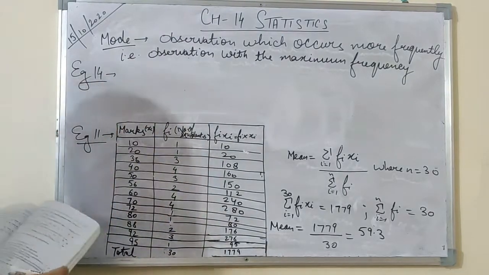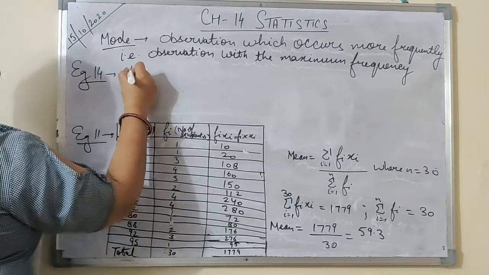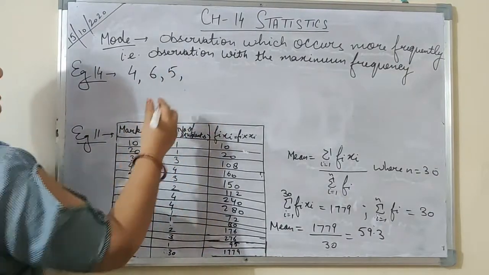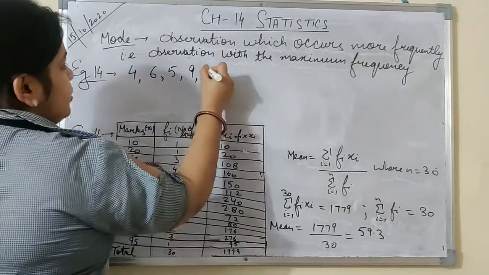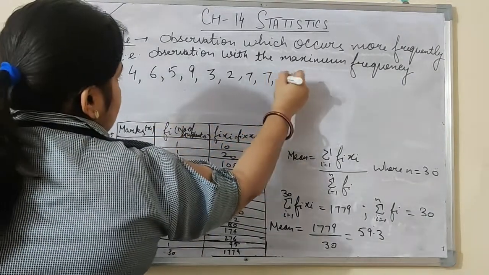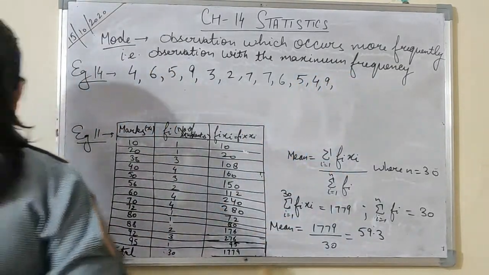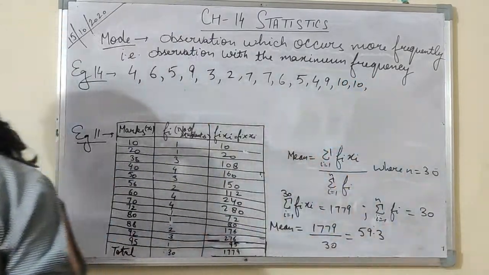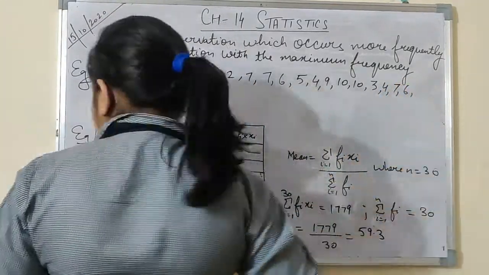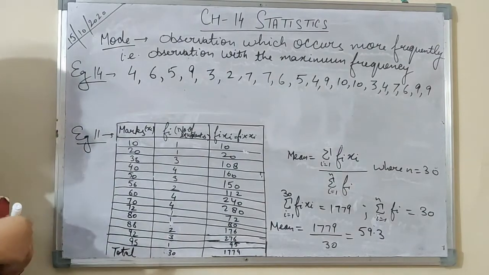So I am writing here example number 14. First of all I am writing here the data of example number 14: 4, 6, 5, 9, then 3, then 2, then 7, then 7, then 6, then 5, then 4, then 9, then 10, then 10, then 3, then 4, 7, 6, 9 and 9. So this is the given data from example number 14.